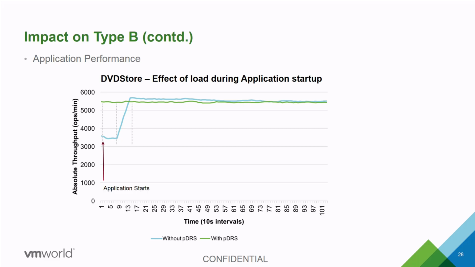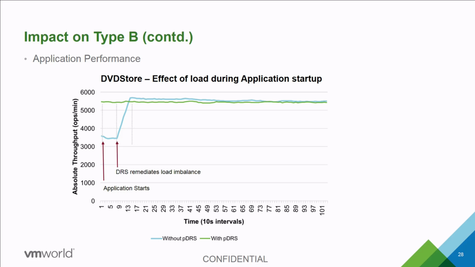At this point, when all the type B applications start, in the blue case, that is when I don't have predictive DRS, you can see the throughput is around 3000 ops. That's because there was contention. When all the applications start, there was contention on the host, so the applications could not get whatever resources they need. So the throughput is around 3000. But at the same point, if you look at the green line, that is when I have predictive DRS enabled, the throughput is around 5000 ops. That's because there was no contention at all, so my application started at its peak load.